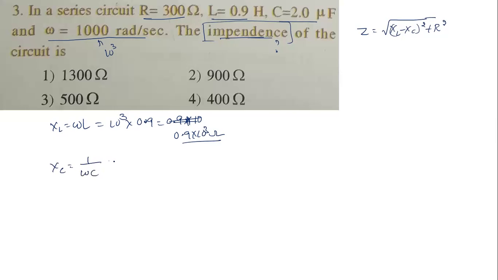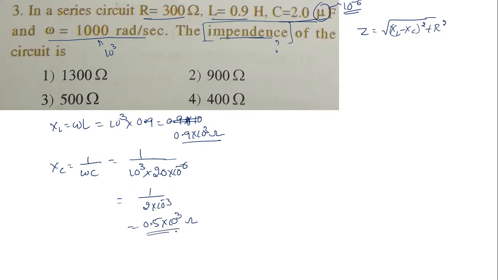XC is 1 by omega C. 1 divided by omega, which is 10 power 3, into capacitance. How much is the capacitance given? 2.0 into 10 power minus 6. Why 10 power minus 6? Because it is given here as micro. Micro means 10 power minus 6. So you need to simplify it, it becomes 1 by 2 into 10 power minus 3. 1 by 2 means 0.5 into 10 power minus 3, which comes to the numerator and becomes plus 3. So it is 0.5 into 10 power 3 ohm.